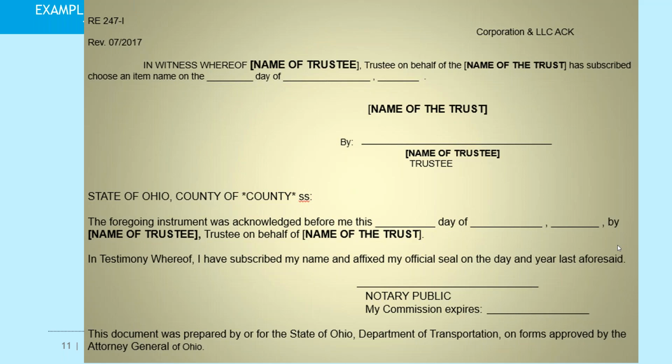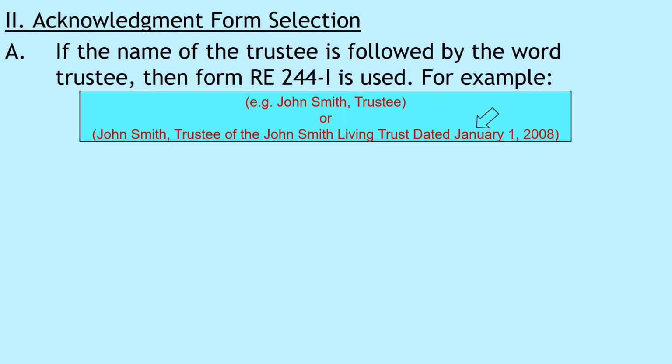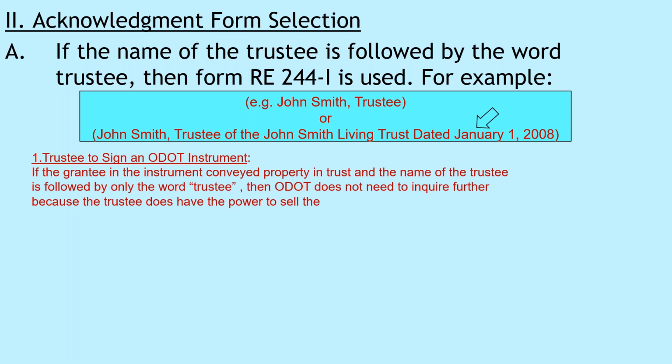Hopefully they've done it right, because like we said, in that trust agreement, there should be something that gives a particular person, a trustee or a managing trustee, the authority to convey property. Okay, the next section, acknowledgement form selection. If the name of the trustee is followed by the word trustee, then form RE244I is used. There's an example there. John Smith, trustee of the John Smith Living Trust.